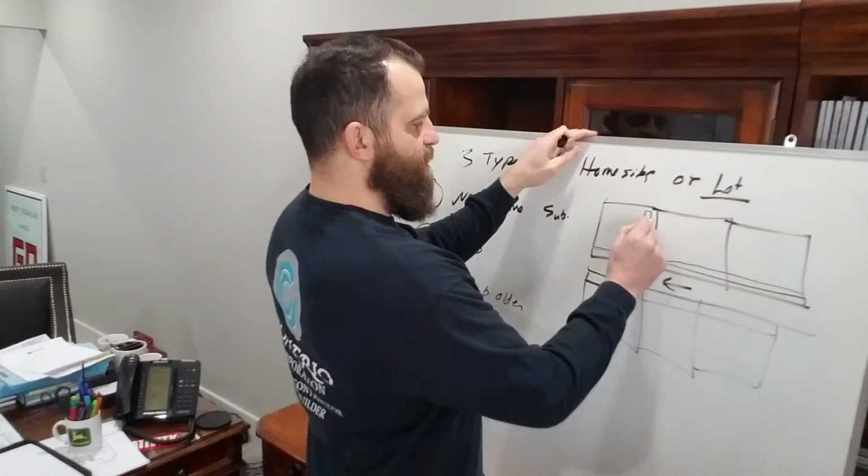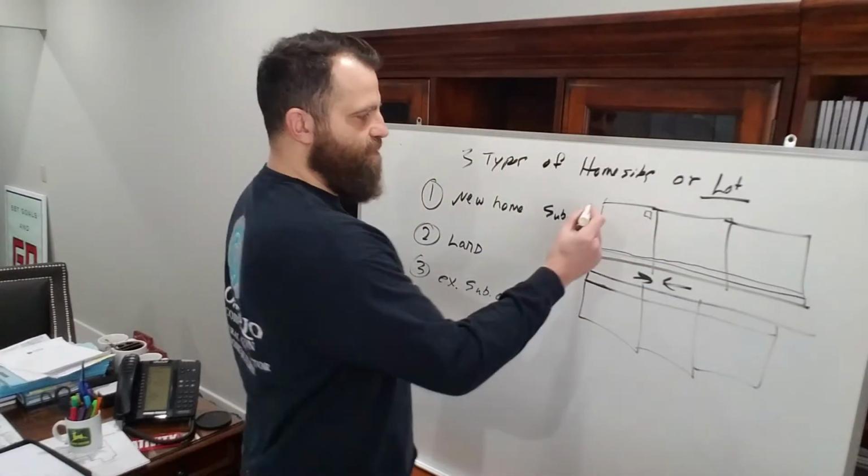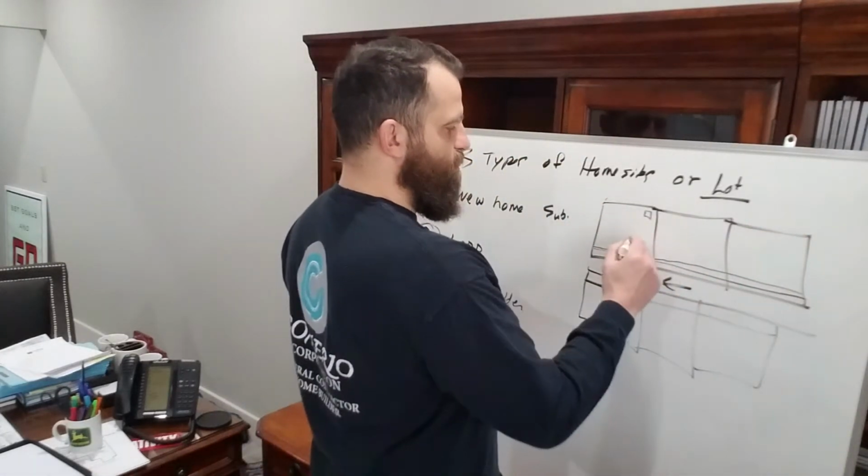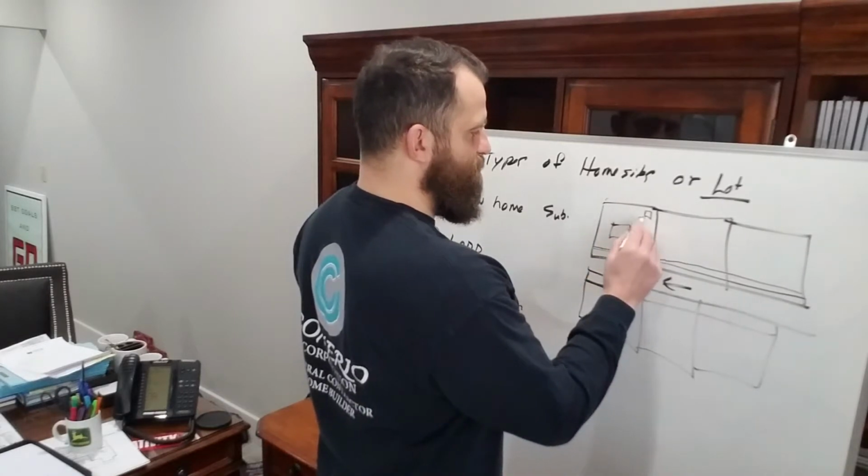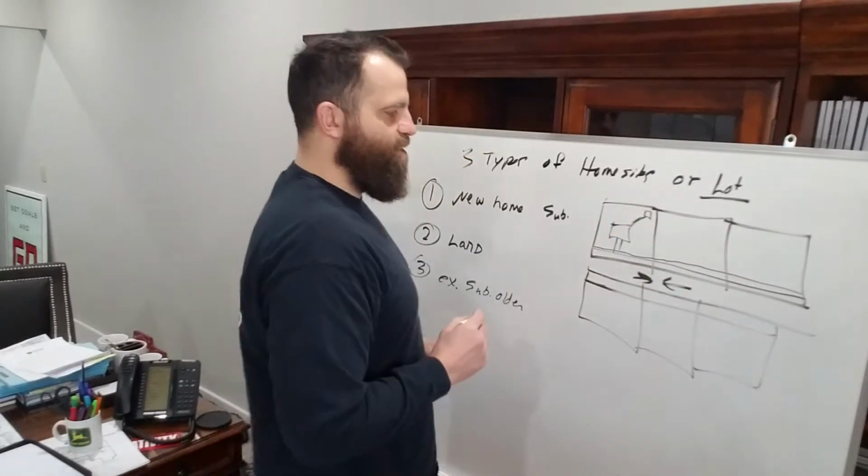In the back, you're probably going to have your utility service run in the back of the lots. So if we put our house up here, here's our driveway, we're actually hooking to the utility box right here that's in the back.